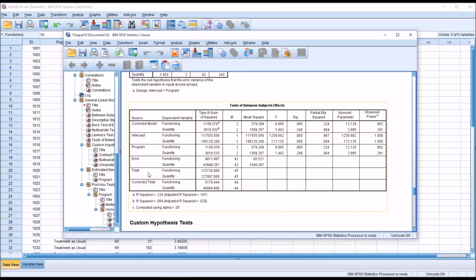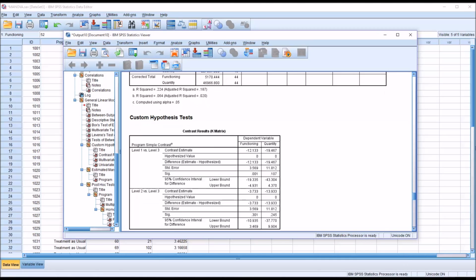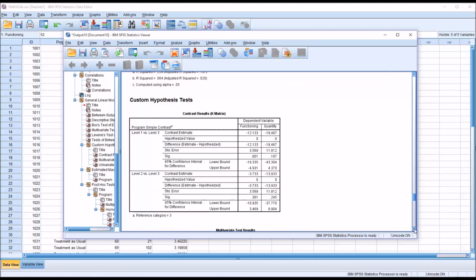Right, so we want to look at program. So don't worry about corrected model or intercept. We want to start here at program. And first we'll look at functioning, and we see there is a statistically significant value here, 0.005, on this dependent variable functioning, and there's not a statistically significant finding on the variable quantity. So moving down a little more, we get to the contrast.